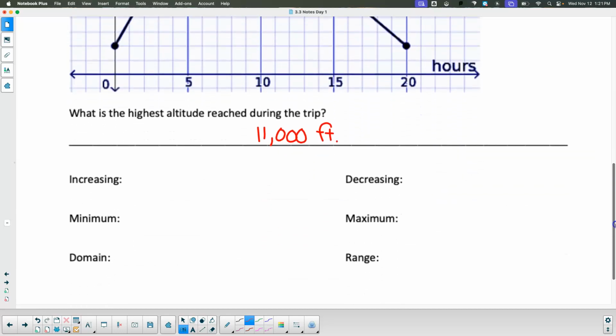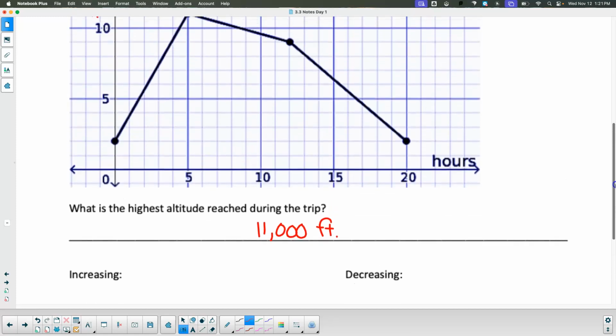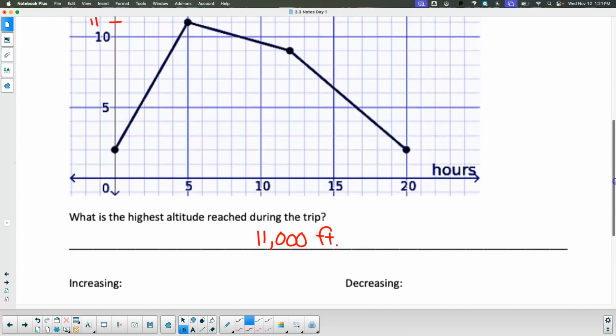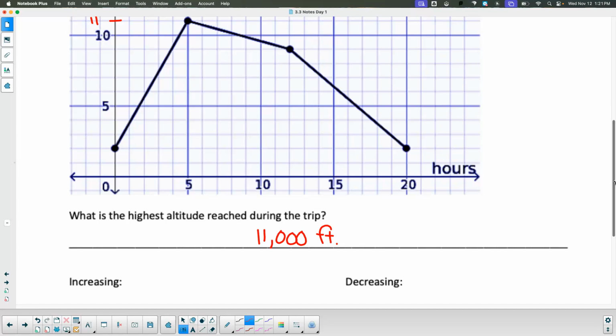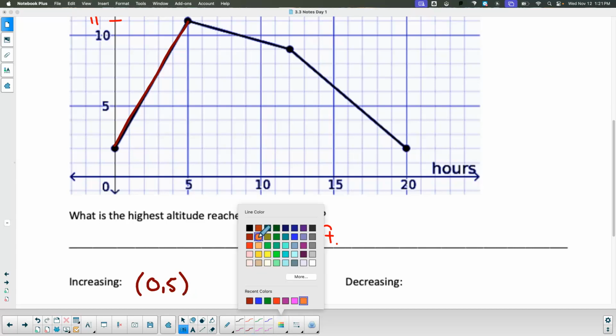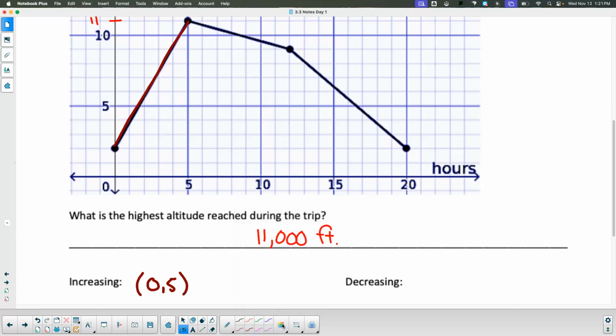Okay? Next thing, so let's do increasing and decreasing. When is it increasing? 0 to 5? Do we agree with that? Yep. Okay. When is it decreasing? 5 to 20. So this whole time over here, even though we're going at different rates? 5 to 20?